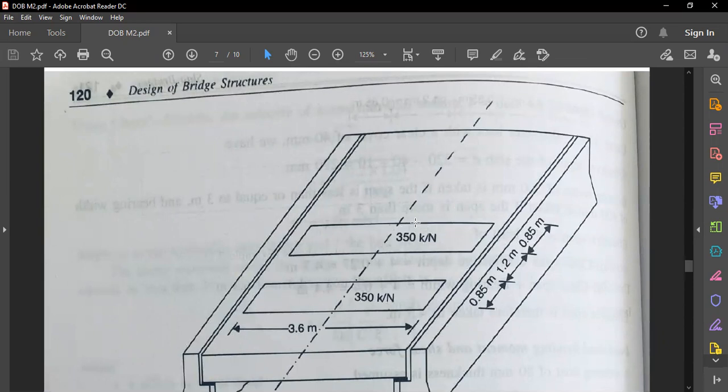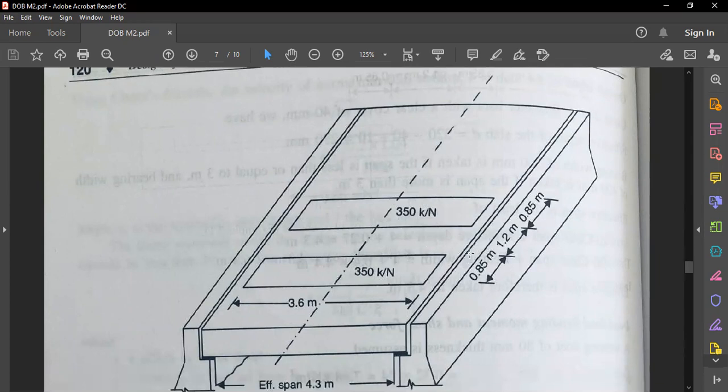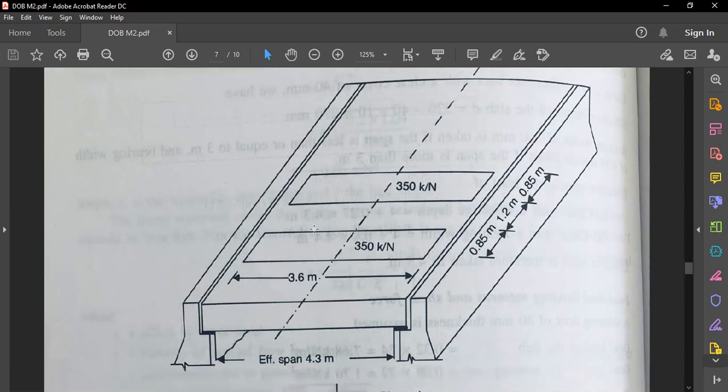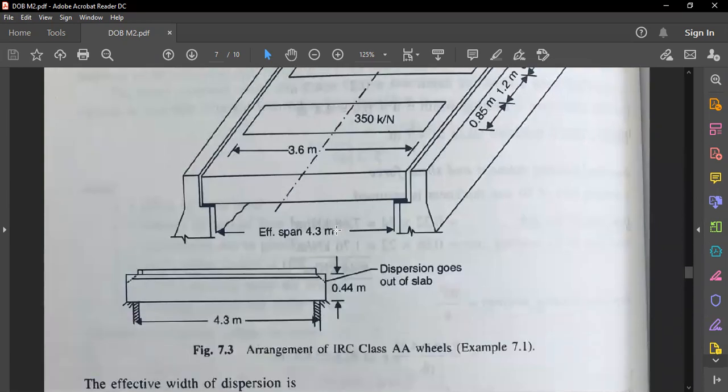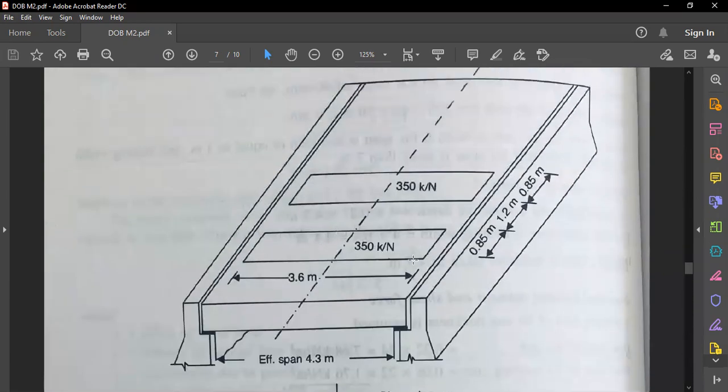Each axle weighs 350 kilonewton and 350 kilonewton, and the arrangement shall be like this as per IRC 6. 0.85 width of one axle, again 0.85 width of another axle, and distance between them is 1.2 meters. So this is how you should arrange the wheel to get the maximum moment. After arranging, you have to calculate the width of dispersion and length of dispersion, that gives you along how much area your load is dispersed.